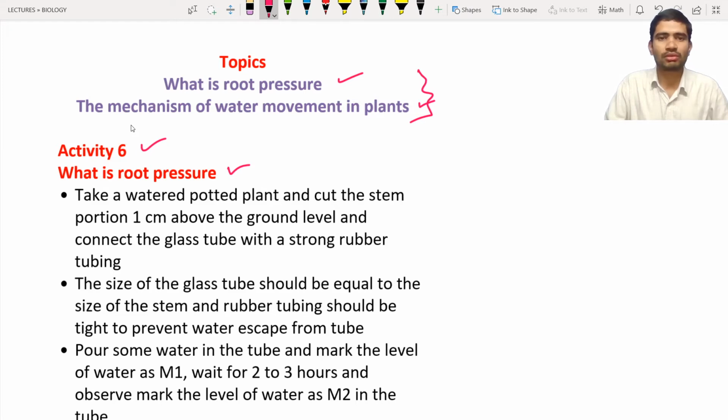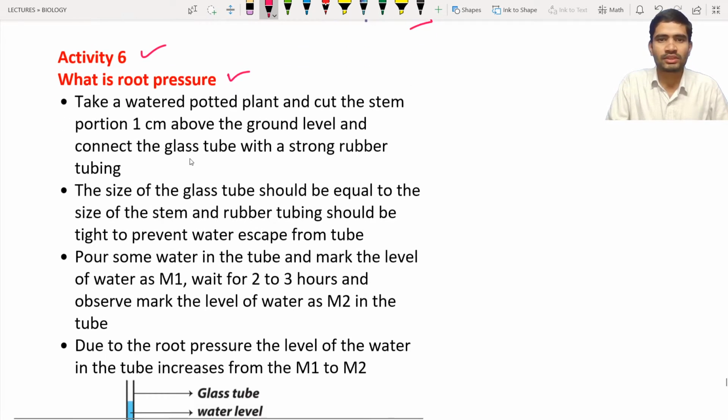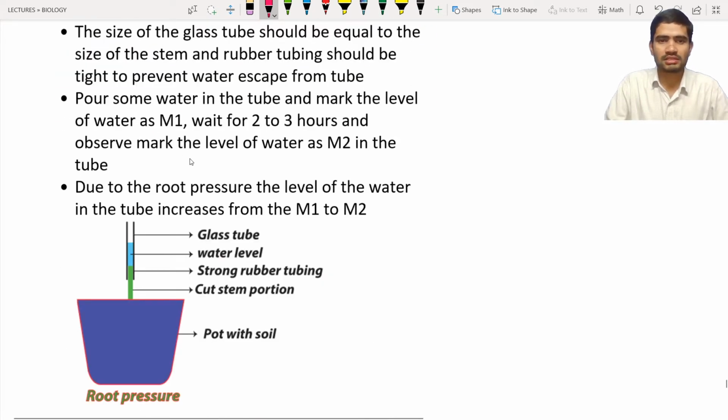So for this experiment, we have to take one potted plant, and first we have to water it, which means pouring water into the pot. As a result, what will happen? The soil will get wet with water, and now the plant has a huge amount of water to absorb. Now we have to cut the plant stem 1 centimeter above.